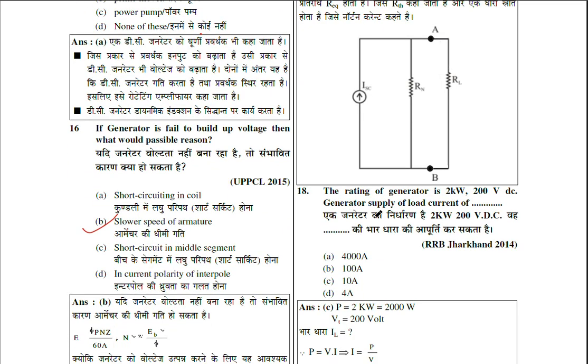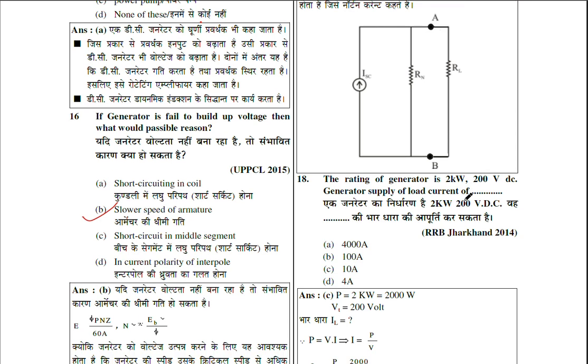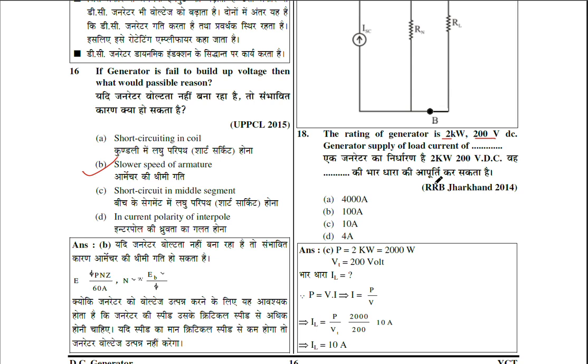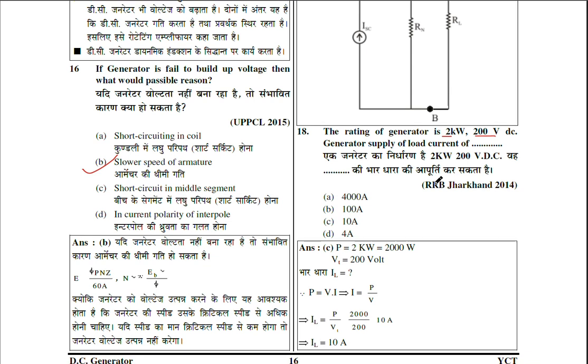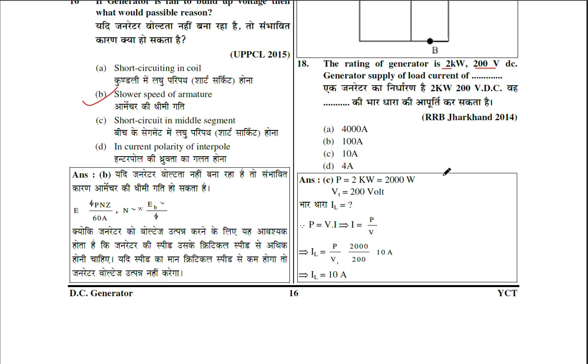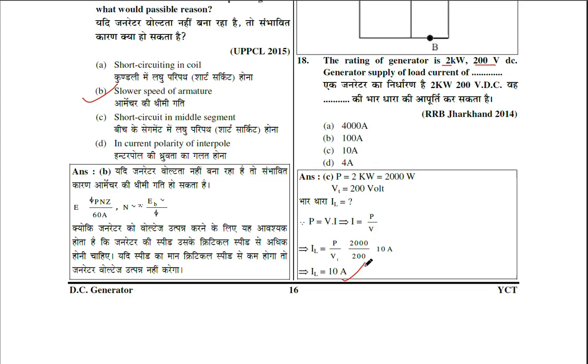Next, question number 18: the rating of a generator is 2 kilowatts, 200 volts DC. What load current does the generator supply? Here the power and voltage are given, and we have to calculate the load current. We use the relation P equals V into I, so I equals P by V. Here P is 2 kilowatts, and 1 kilowatt equals 1000 watts, so 2 kilowatts means 2000 watts. 2000 by 200 volts gives 10 amperes as our load current. So IL equals 10 amperes is the correct answer.